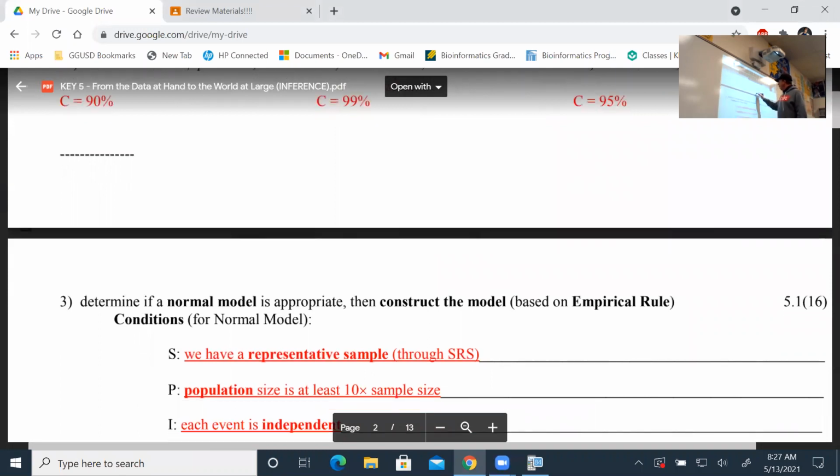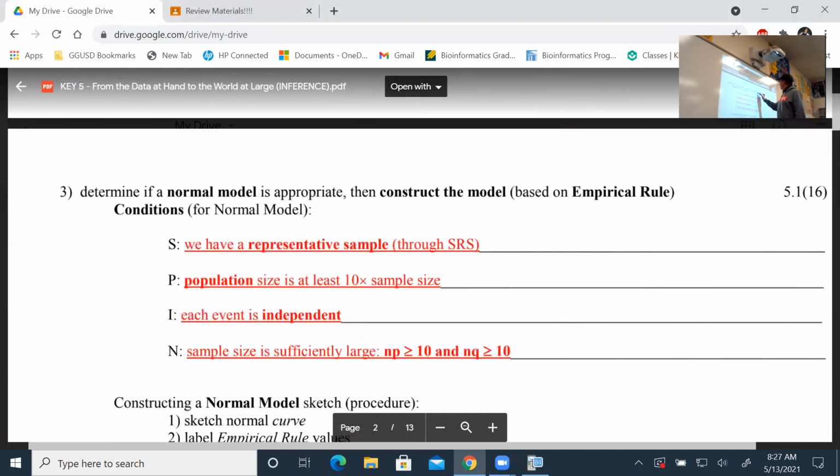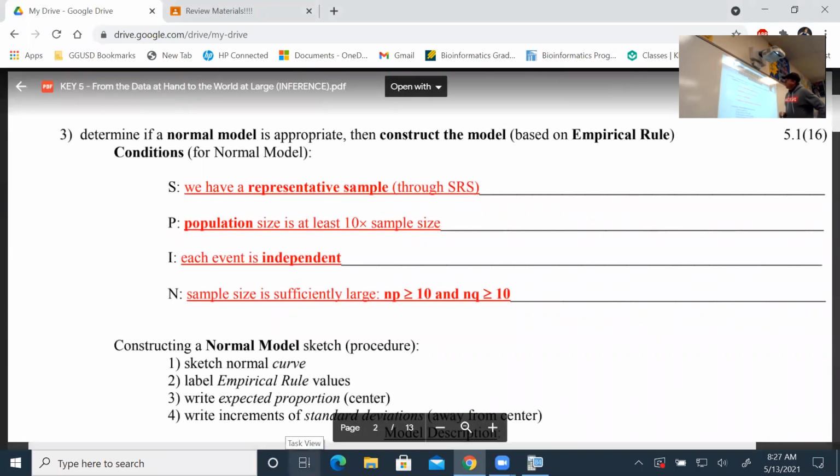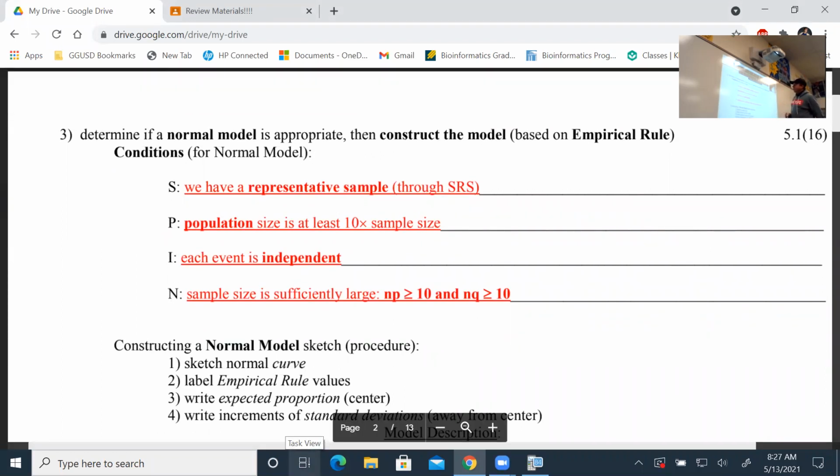Determine if a normal model is appropriate, then construct the model based on the empirical rule. All right. So just so you guys know, whenever you're doing an inference procedure, and we're inferring, which is making a judgment, that we can figure out where the true proportion is, you got to meet some requirements. You just can't do any old study. It's got to be a legitimate study. So there are 4 things that make a legitimate study.